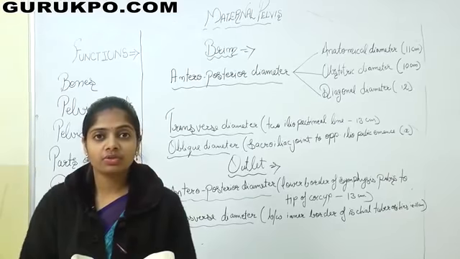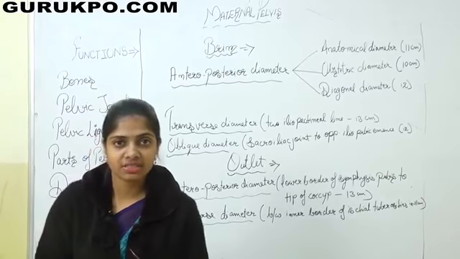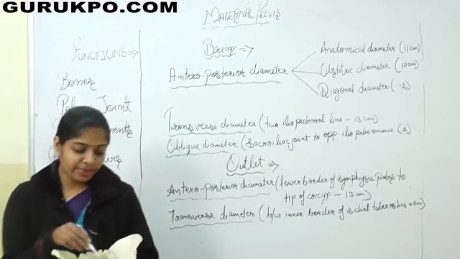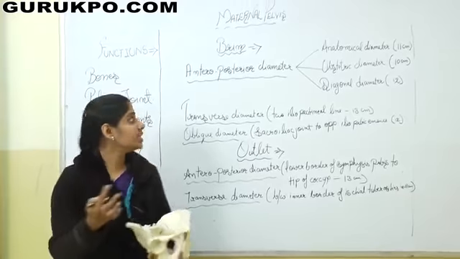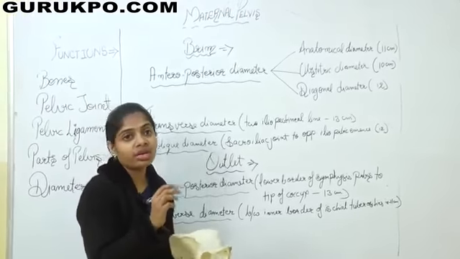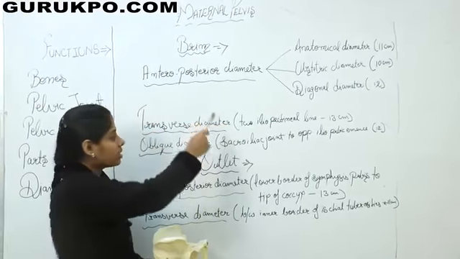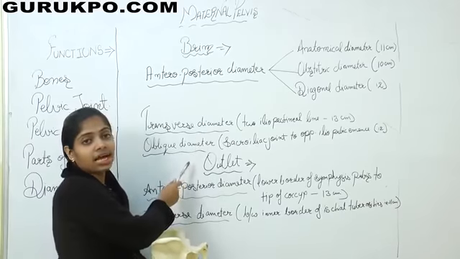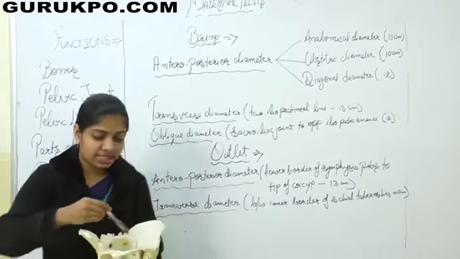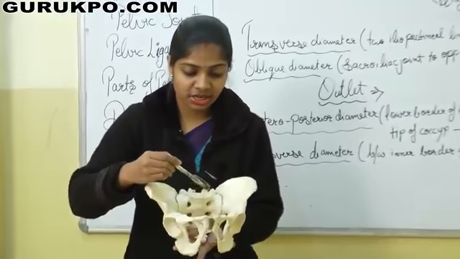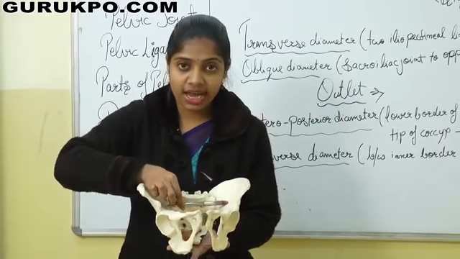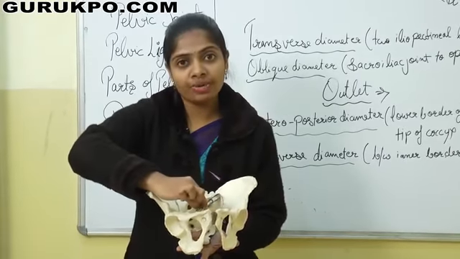Now we will talk about the diameters of the pelvis. Coming to the brim, there are 3 diameters: the anterior posterior diameter, the transverse diameter and the oblique diameter. This is the anterior posterior diameter, this is the transverse diameter and this is the oblique diameter.